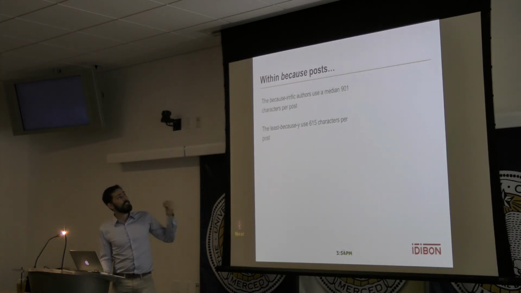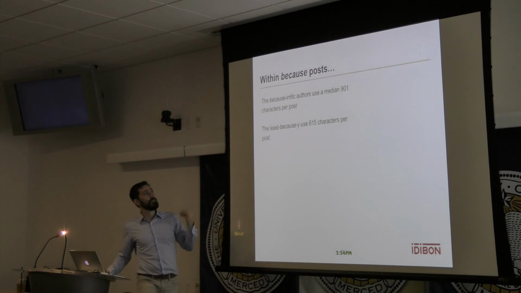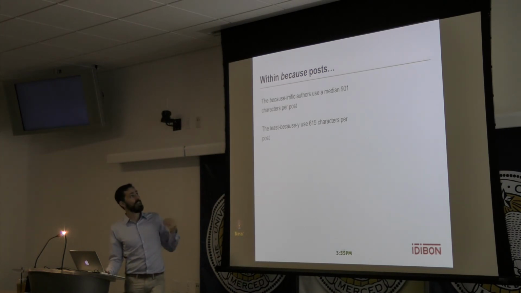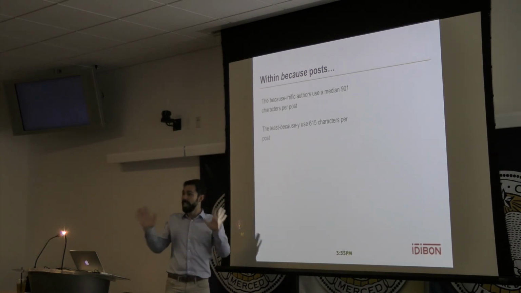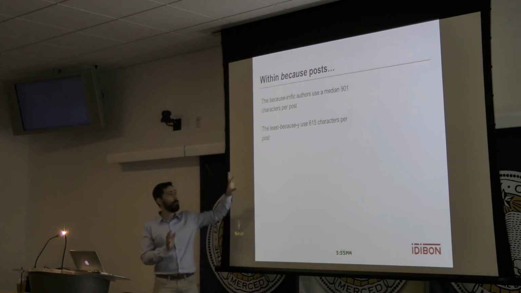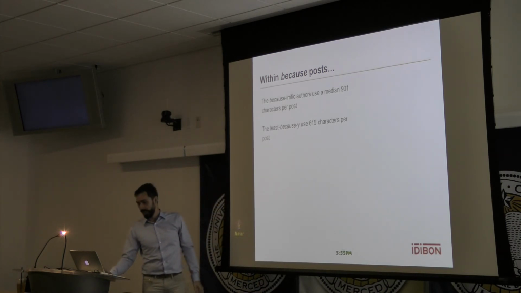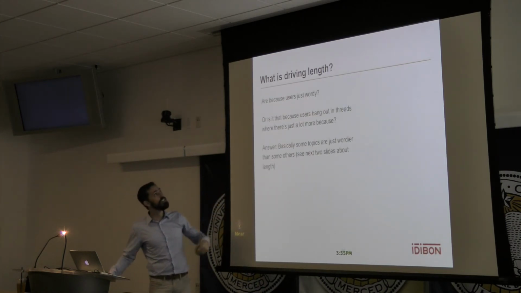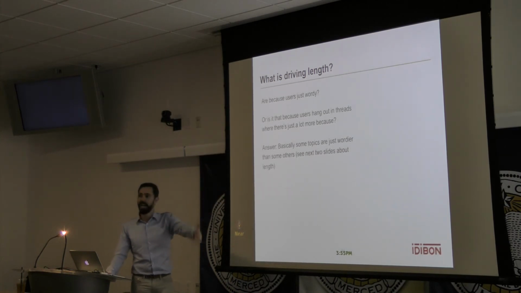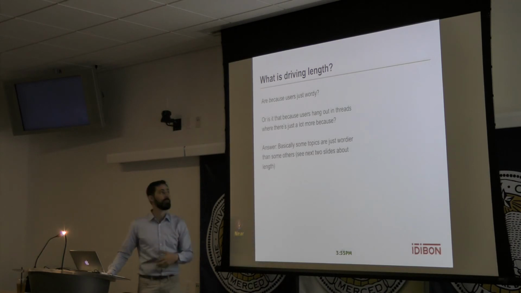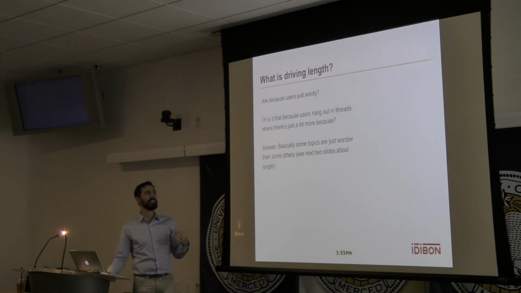Within because posts, the because-orific authors use a median of 901 characters, and the least because-y authors, people who really don't like because, who don't use it very often, but now we're looking at their becauses, and they're much shorter, right? So they're 615 characters. So what is driving this? Is it just because users are wordy, or is it because they're hanging out in threads that are more or less because-y? And the answer is basically in this case, some topics are just wordier than others, and that's what's driving this proportion.